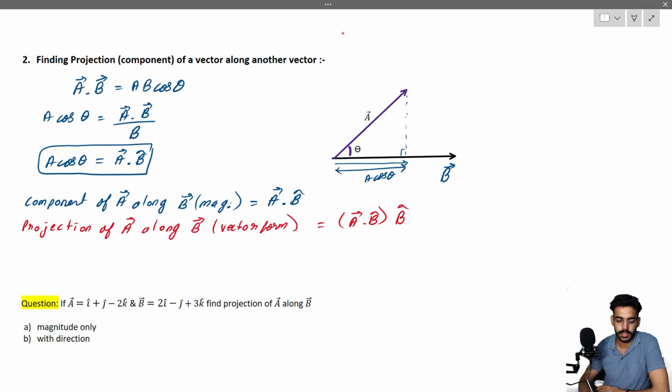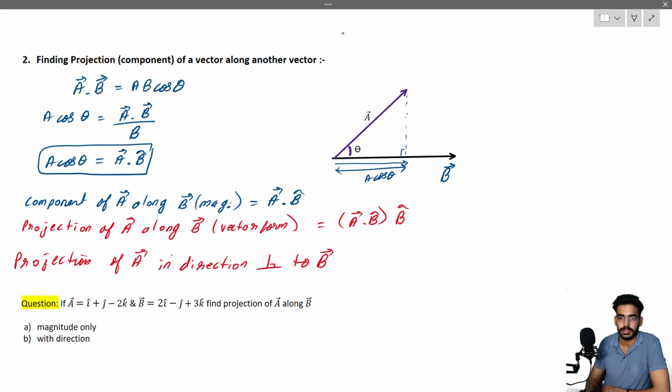And if you want to find out the perpendicular projection, I will explain this thing also. Projection of a vector in direction perpendicular to b vector. So parallel projection, magnitude is a cos theta, right? So a cos theta we already calculated, a vector dot b cap. So direction is b cap. So add this thing, okay?